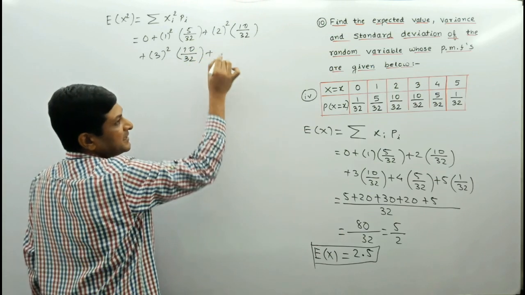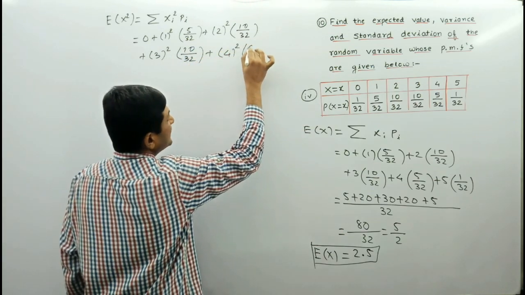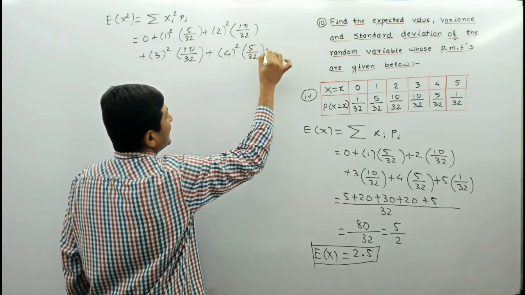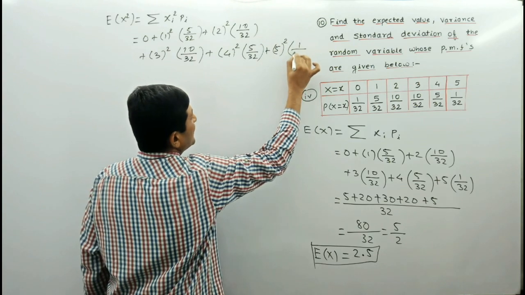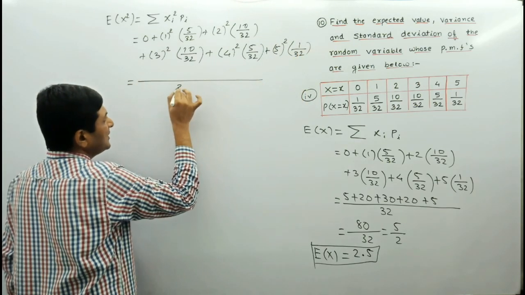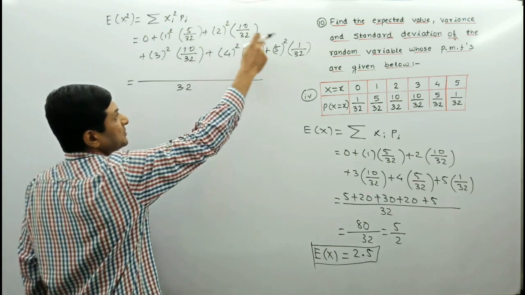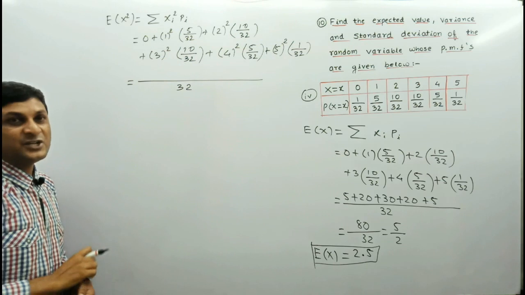Observe the probability. Next value is 4. 4 square into its probability, that is 5 by 32. And lastly 5 square into 1 by 32. So here we can observe that the denominator of all the terms is the same, 32. Since denominators are the same, we are taking the addition of the numerators.